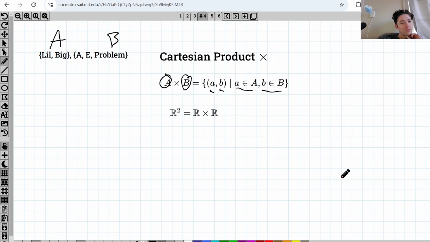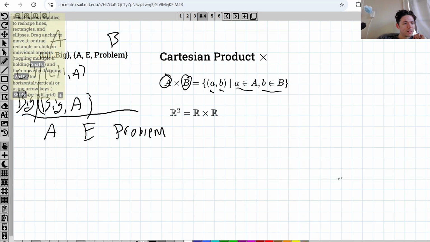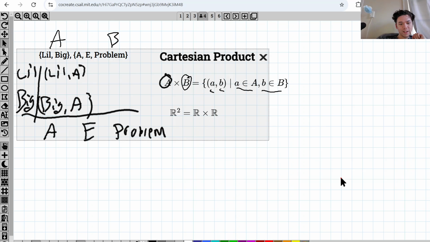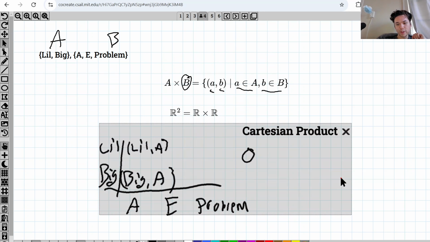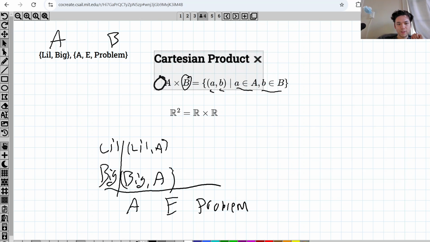and see what we get. Well, the pairs we'll get will represent it, let's say, lil and big. Maybe not the best handwriting. And then we have A, E, and problem. And the pairs you'll get: lil comma A, big comma A. I'm going to move this down. There's already not enough room here. Am I moving too many things? I'll move some of it back. Yeah, we'll move some of this back.